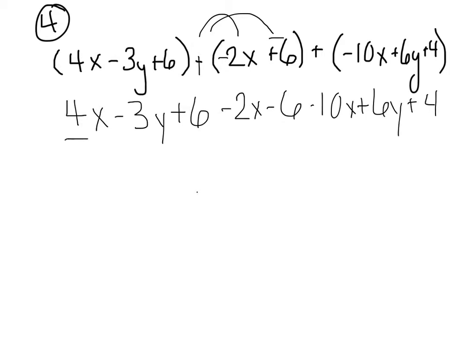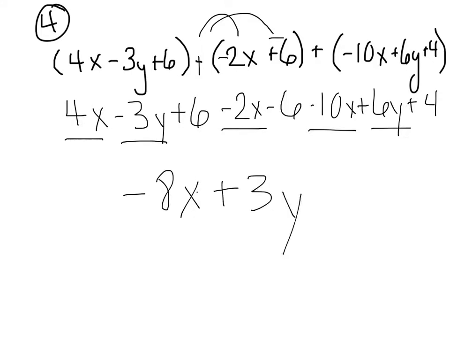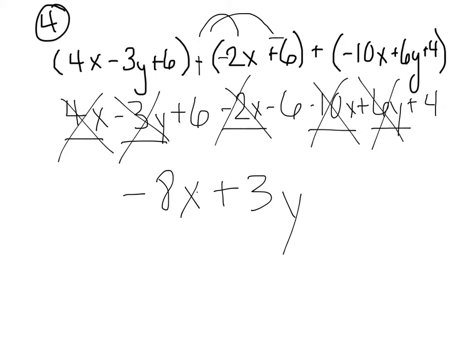So we'll start with our x's. We have a 4x here, a minus 2x, and a minus 10x. So 4x minus 2x is going to be 2x, minus 10x will be minus 8x. And now we're going to do our y's. We have minus 3y here, and a plus 6y here. So minus 3y plus 6y is going to be plus 3y. Once you're done with your terms, if you want to cross them out so you know you already did them, that'll help too. And now all we have left is our whole number. So we'll have plus 6 minus 6, which is 0, and plus 4 is going to be plus 4.